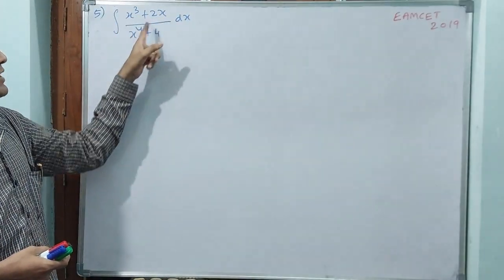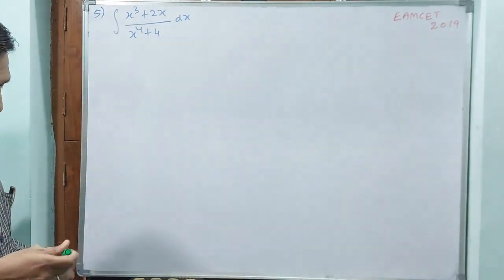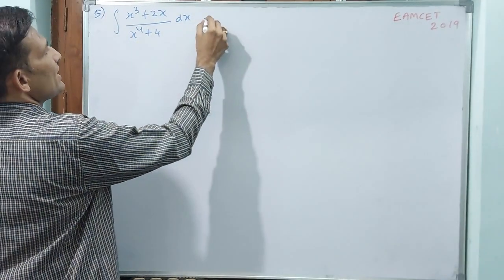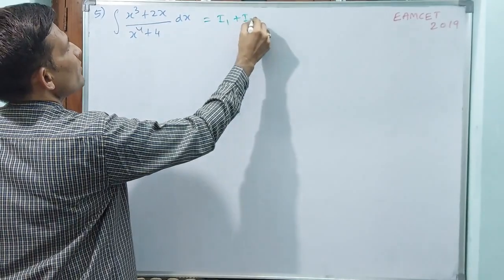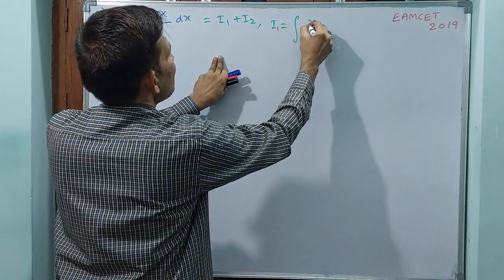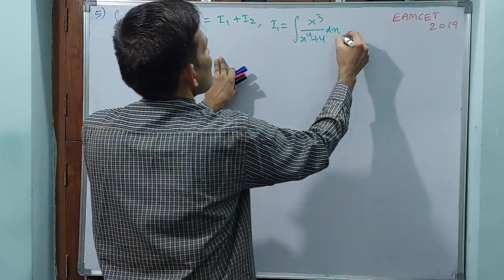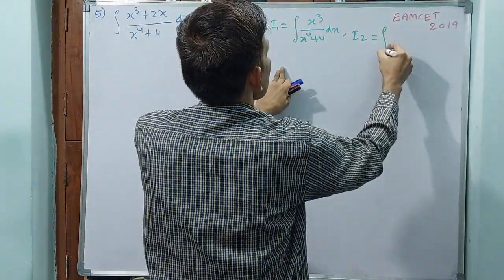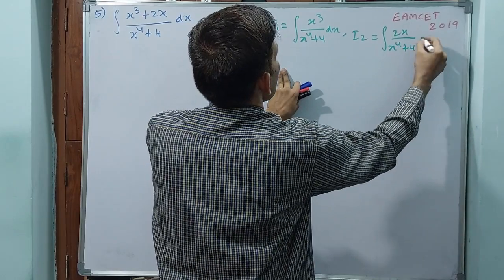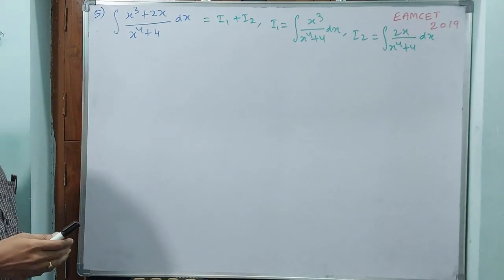Integral of (x cube plus 2x) by (x to the power of 4 plus 4) dx is equal to how much, they are asking. What I want to do is split this in two forms. Say that is equal to I1 plus I2, provided I1 is equal to integral x cube by x to the power of 4 plus 4 dx, and I2 is equal to integral 2x by x to the power of 4 plus 4 dx. Now one by one we will take and proceed further.